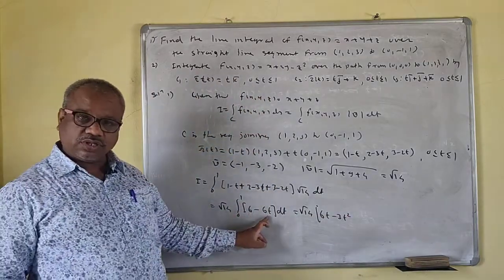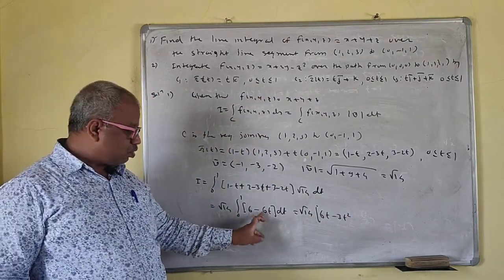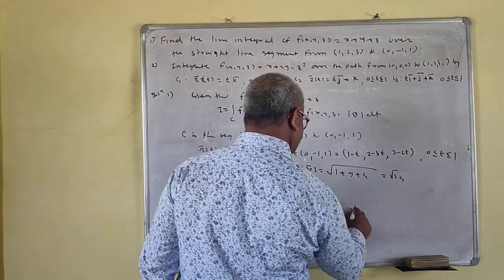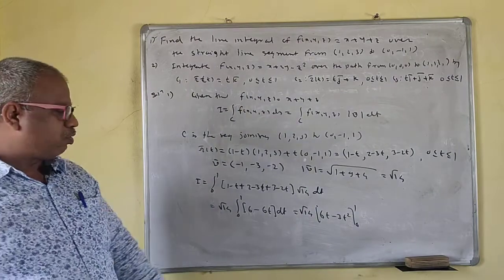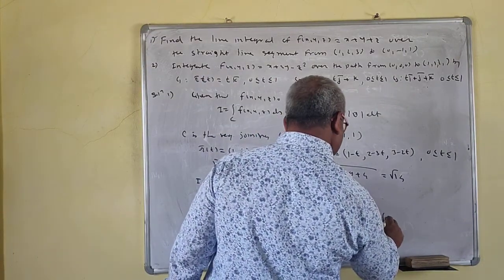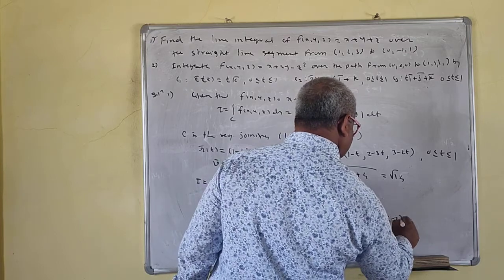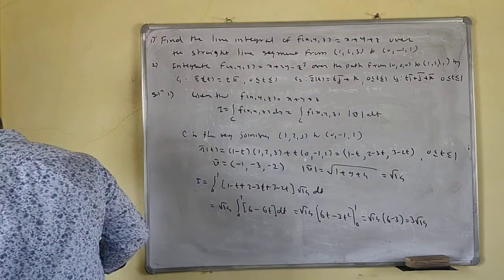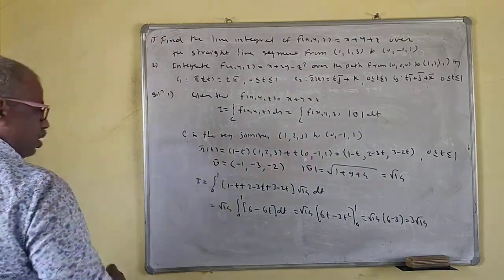The integration of 6t is 6 into t square by 2, the 2 cancels, giving 3t square. Now the limits are 0 to 1. If you put t equal to 0, the lower limit is 0. So root 14 times 6 minus 3, that is 3 root 14. So your required answer is 3 root 14.